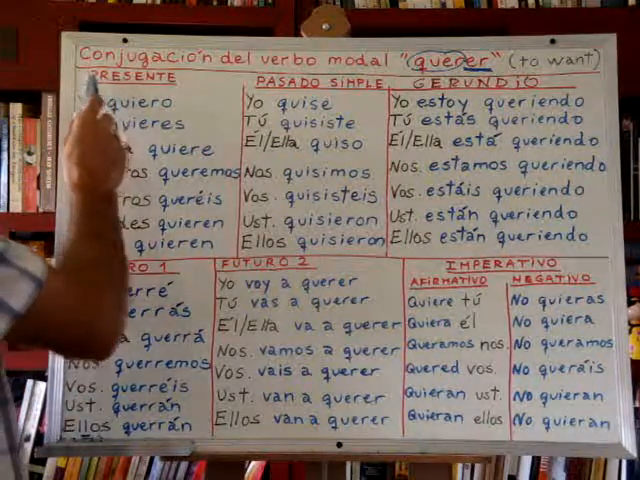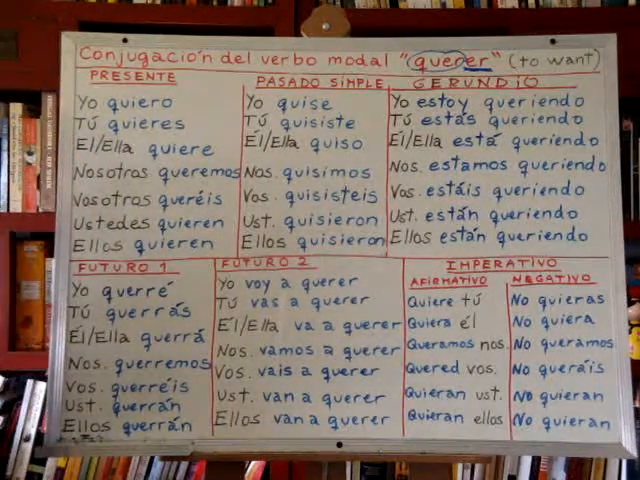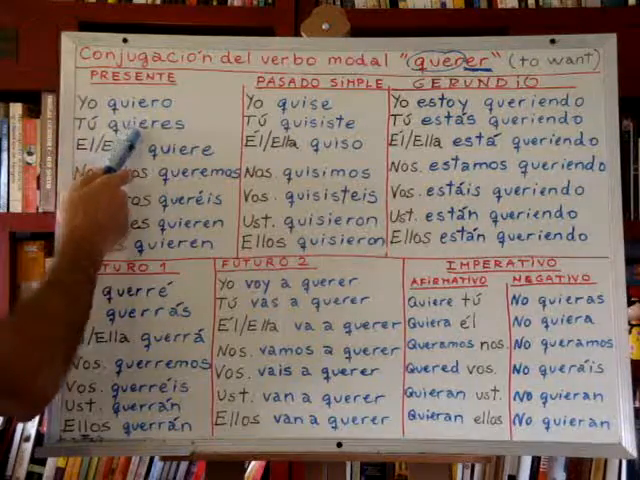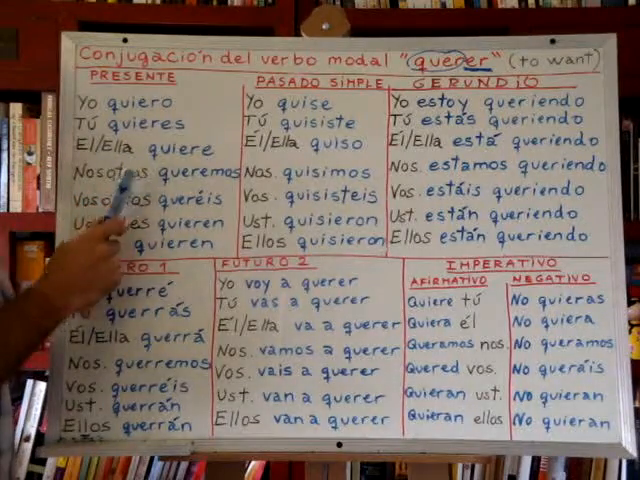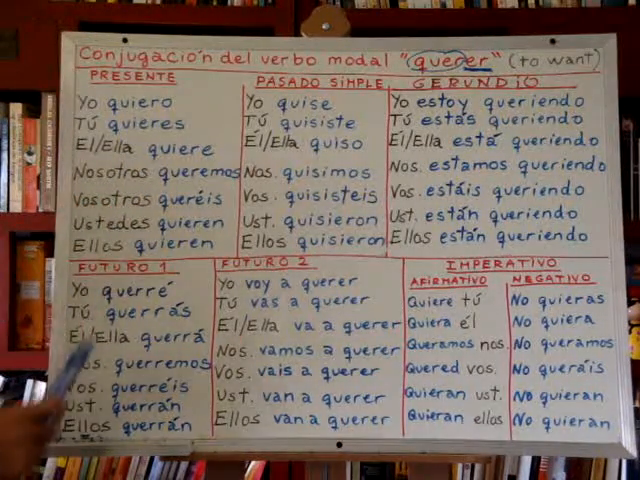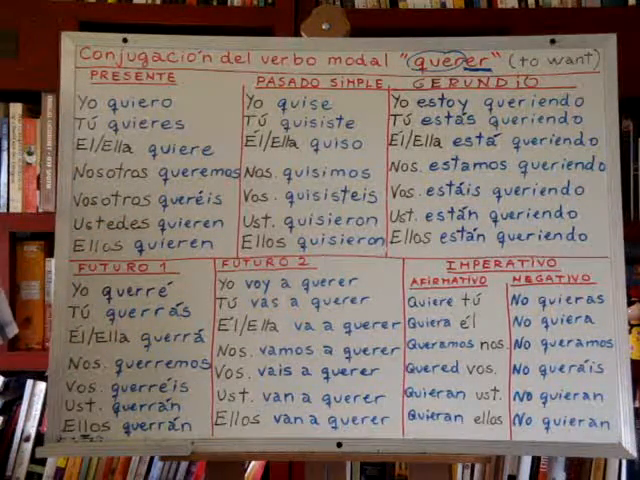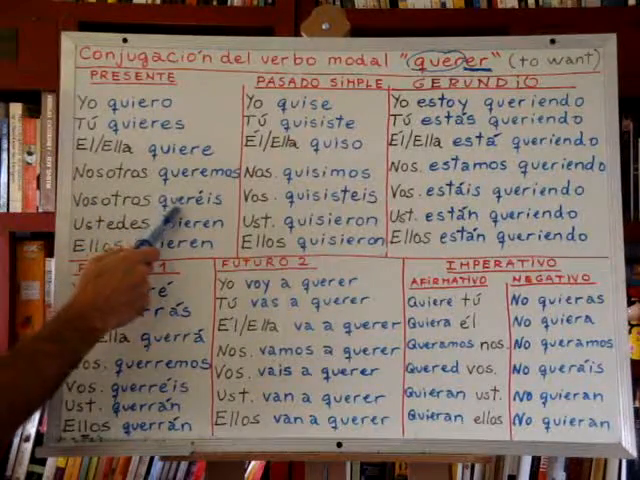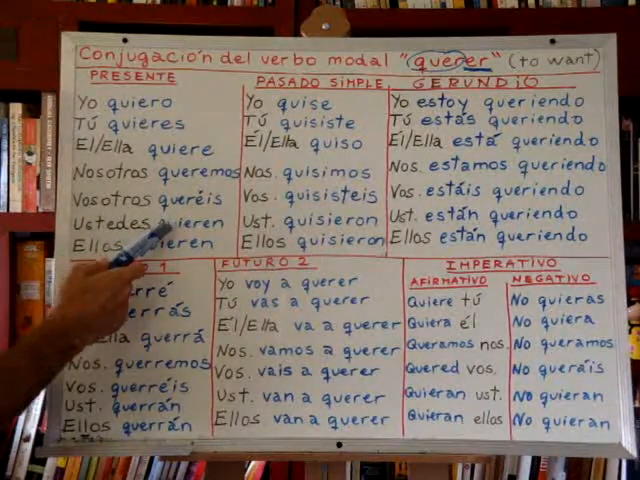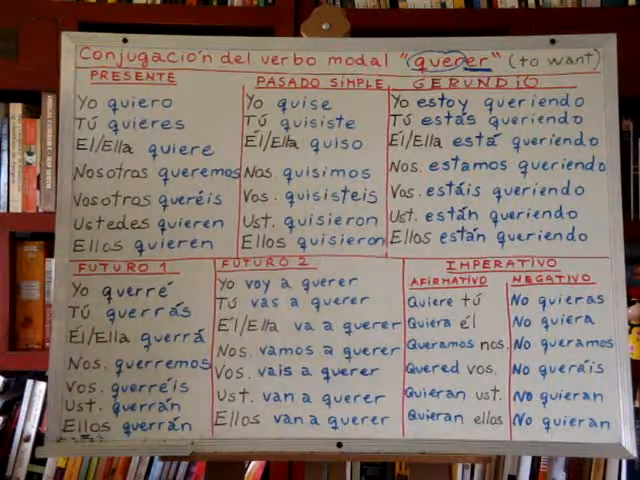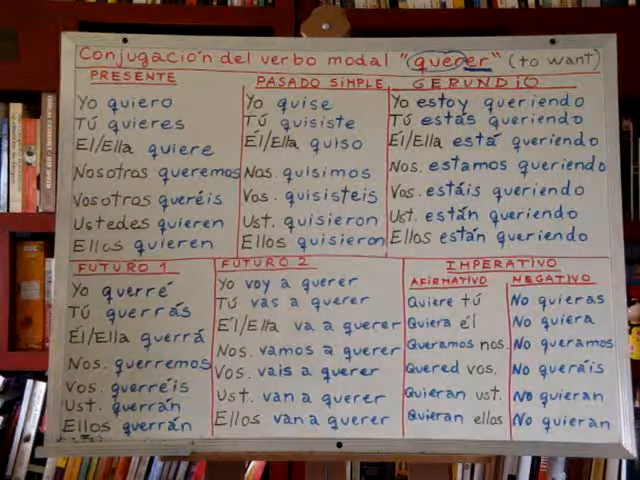So let's begin with the present tense. Yo quiero, I want. Tú quieres, you want. Él or ella quiere, he or she wants. Nosotros queremos, we want. Vosotros queréis, you plural want. Ustedes quieren, you plural want. And ellos quieren, they want, okay?